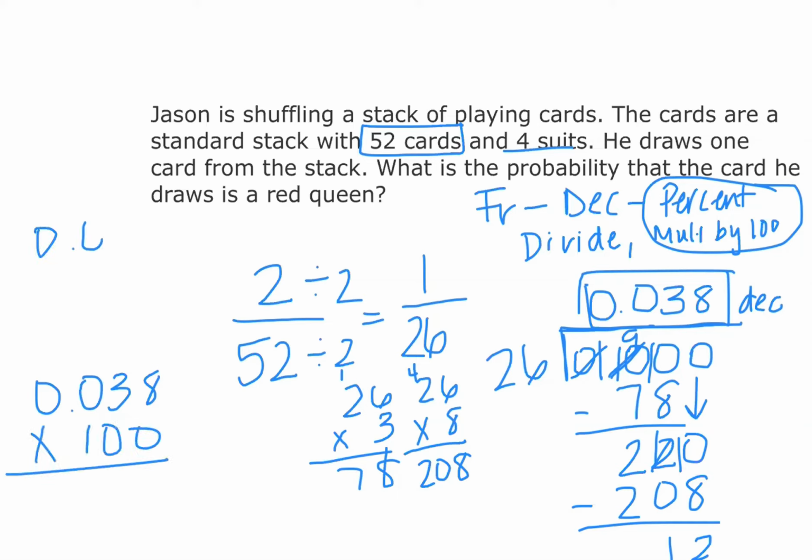So whenever it asks for a probability as a percentage, what we do is we first divide to make it a decimal, and then we multiply by 100 to make it a percent. Any questions about that? No, I get it now. Okay, all right, good.